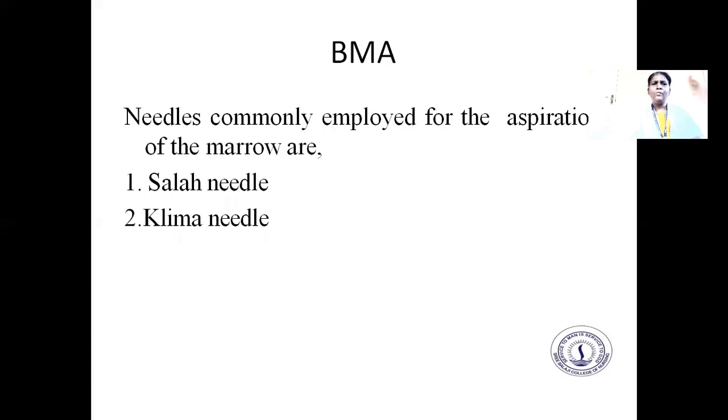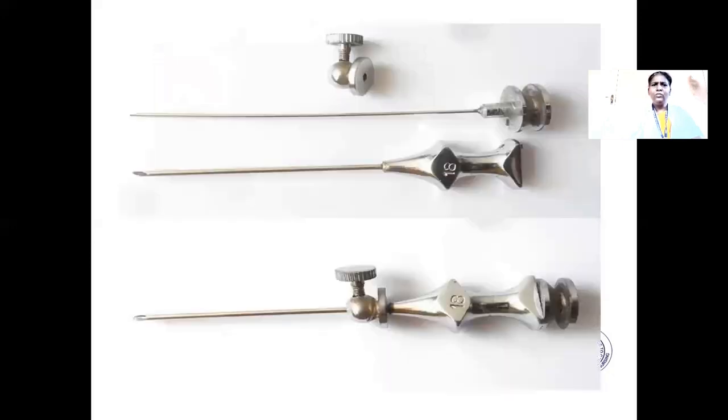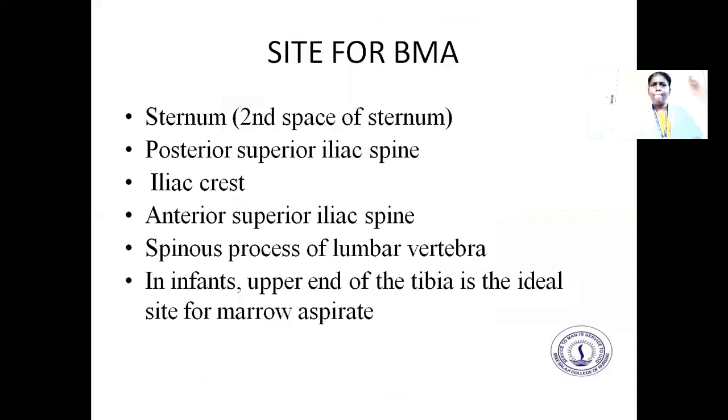Then the bone marrow aspiration needles commonly employed for the aspiration of the marrow are the Salah needle, then the Klima needle. These are the types of needles: the Klima needle, then the Jamshidi needle. So these are examples of types of needle.